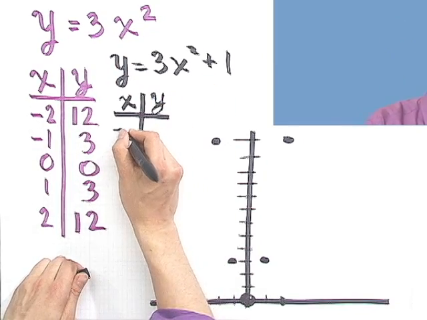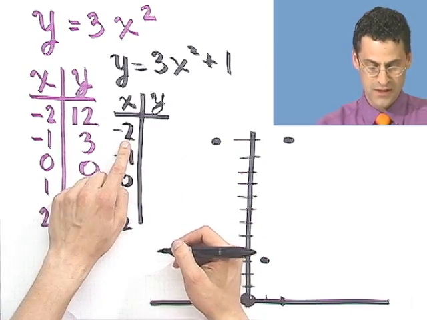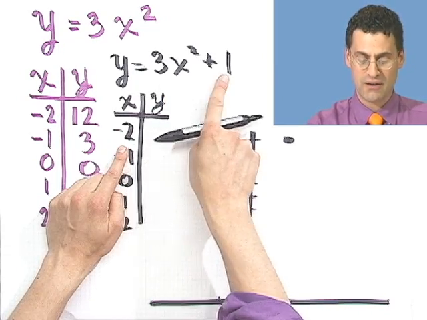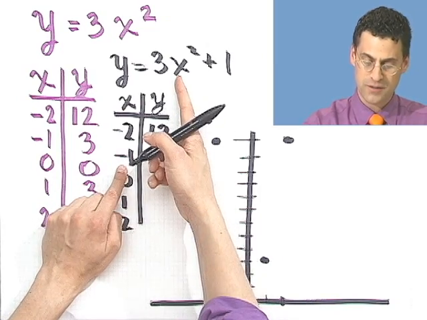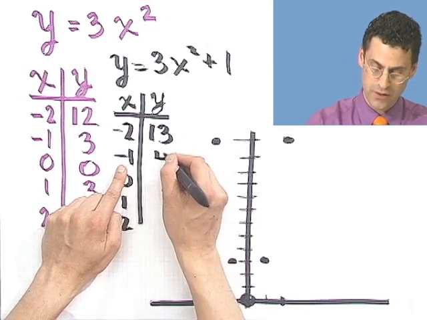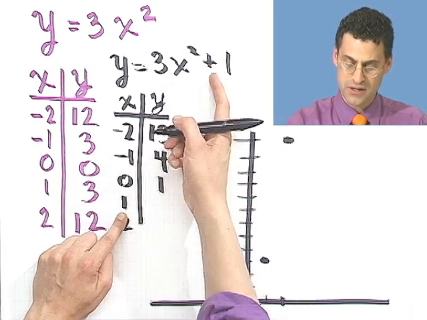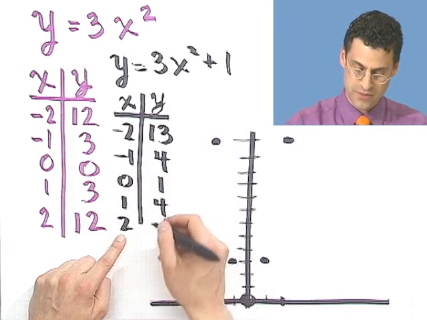And again, I'll put down minus 2, minus 1, 0, 1, 2. If I put in minus 2 in here and square it and multiply by 3, I get 12, but now I have to add 1, so I have 13. Minus 1 in here produces a 1, 3 plus 1 is 4. 0 in here makes a 0 plus 1 is 1. 1 in here makes 3 plus 1 is 4. And then 2 in here makes a 12 plus 1 is 13.